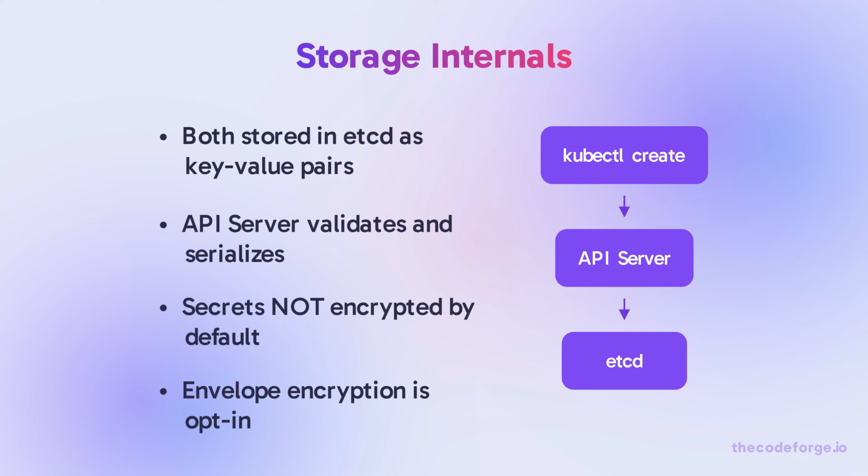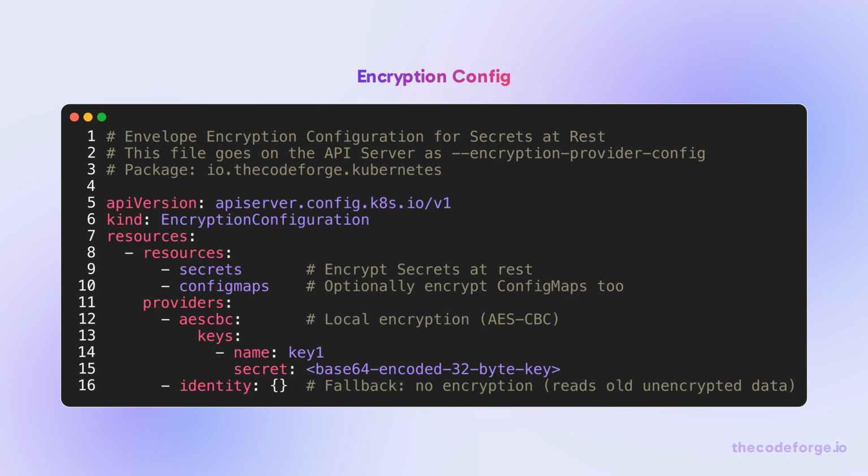By default, secrets are stored in plain text. Envelope encryption must be explicitly enabled via the encryption provider config flag on the API server. This encryption configuration enables AES-CBC encryption for secrets at rest. The identity provider is a fallback for reading old unencrypted data. Without this, a compromised etcd backup exposes all secrets.